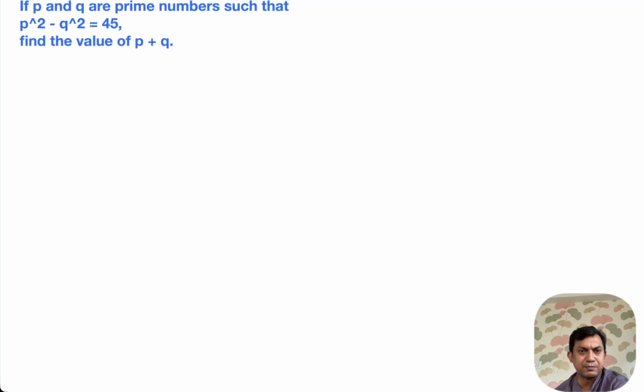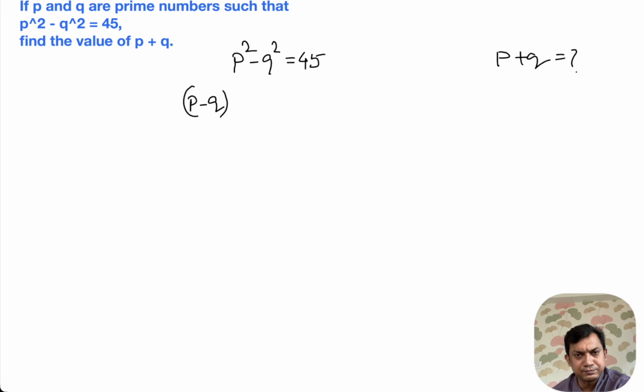P and Q both are prime numbers such that P square minus Q square is equal to 45. Find the value of P plus Q. So it's a simple thing, like you know the formula of A square minus B square, which is P minus Q into P plus Q. That is given as 45. So now I have understood that the product of two numbers, P minus Q is one number, P plus Q is the second number. The product of the two numbers becomes 45.